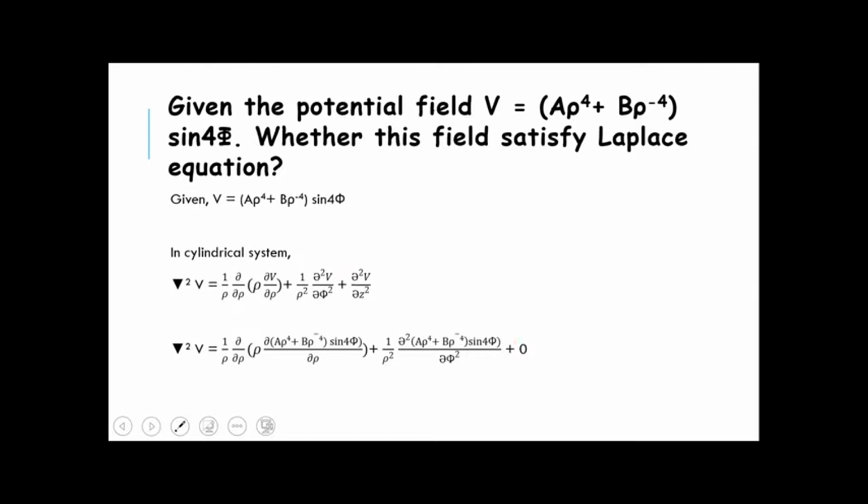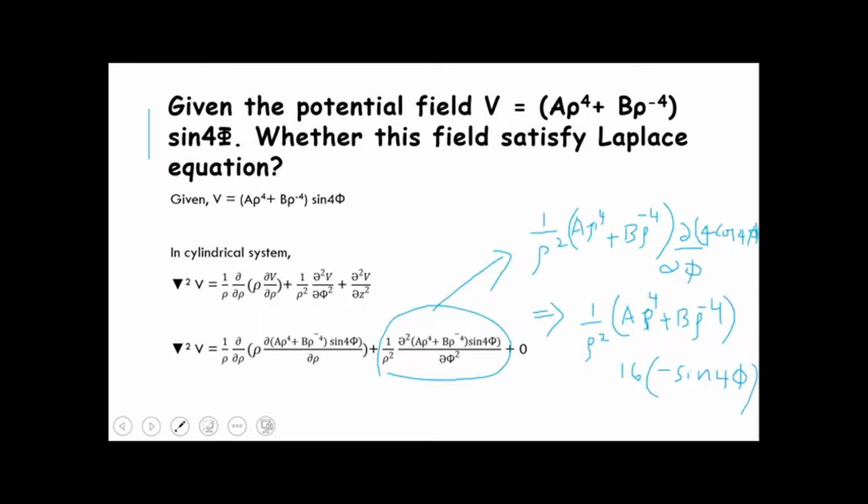Now, how to double differentiate this? First let us concentrate on the second term, that is 1 by rho square del square by del phi square of the given potential. It is better to do it stepwise. Those who are very strong in mathematics can jump the steps, but those who are average or not so good, please do it stepwise. I'll explain how to do it.